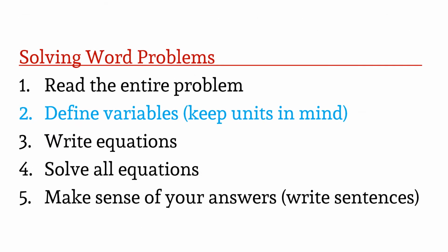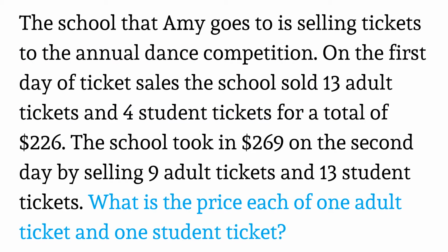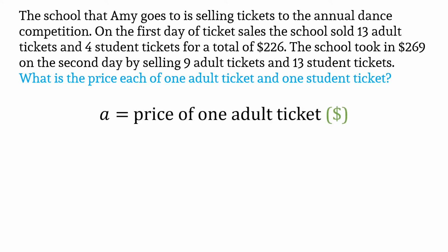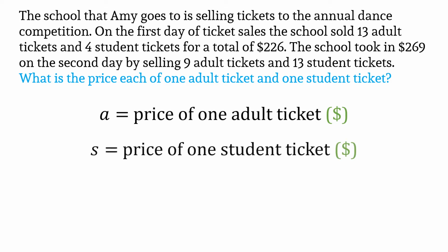All right, now that we've read the entire problem, let's define variables, and we're going to keep units in mind when we do this. To define the variables, we need to know what the question is asking. The last sentence asks, what is the price of each of 1 adult ticket and 1 student ticket? So we're going to need to find the values of each of those. I could say A is the price of 1 adult ticket, measured in dollars. And the other will be S, the price of 1 student ticket, also measured in dollars.